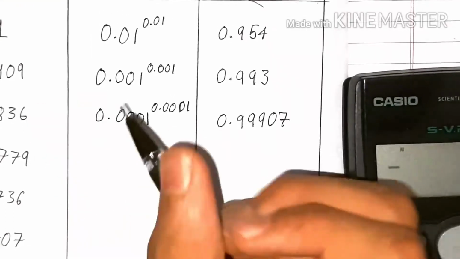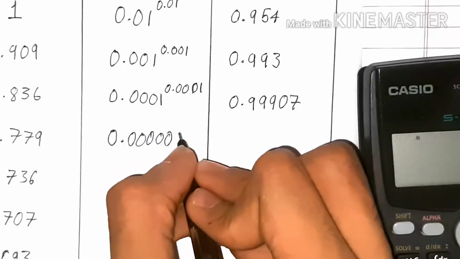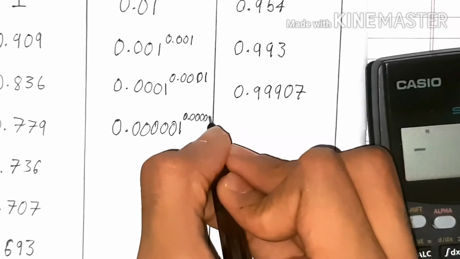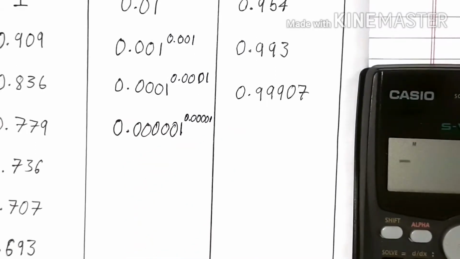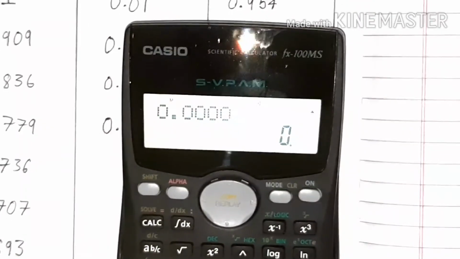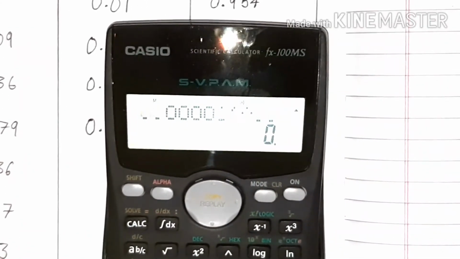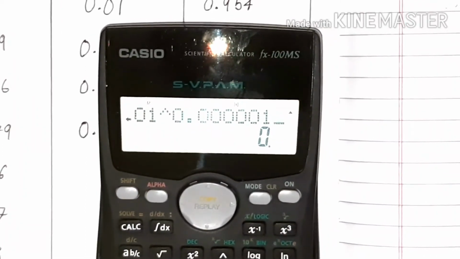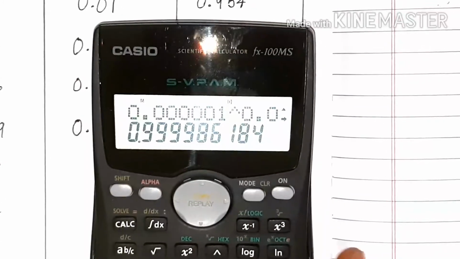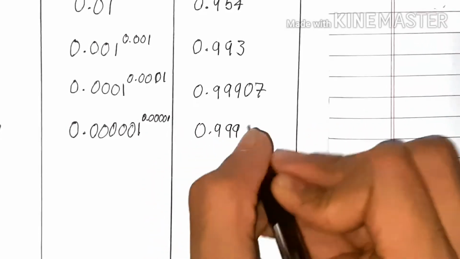Now let us do for 0.00001, that is 0.5 zeros and then 1, raised to the same. We'll skip 4 zeros and we'll directly do it for 5 now. So we have 0.00001 raised to 0.00001. So the answer is 0.4986. So we'll write 0.4986.